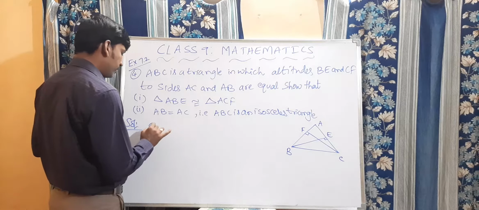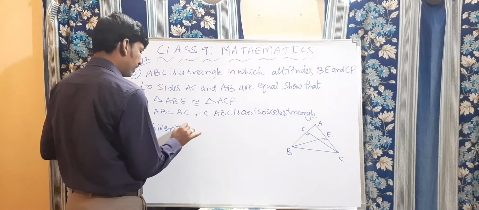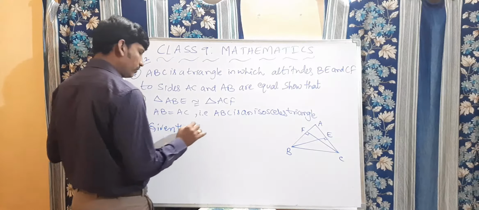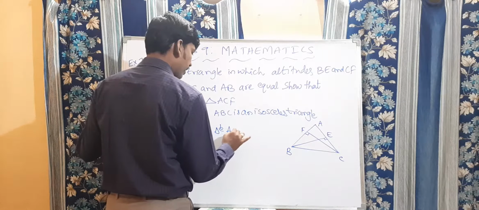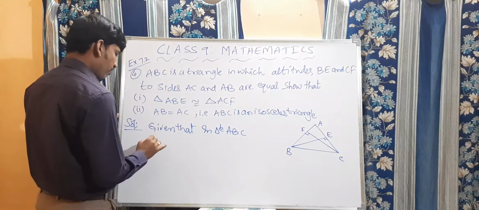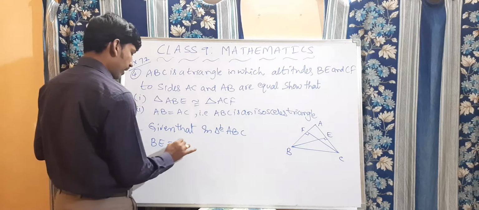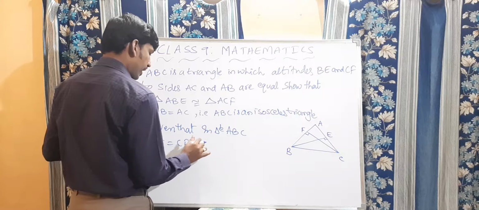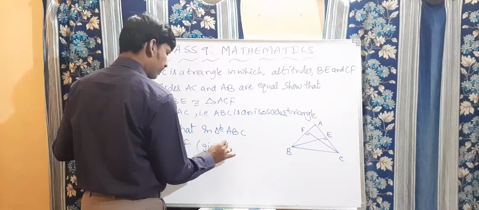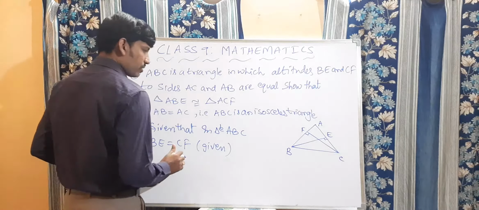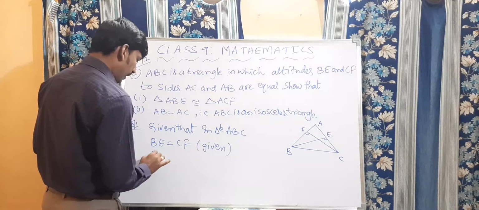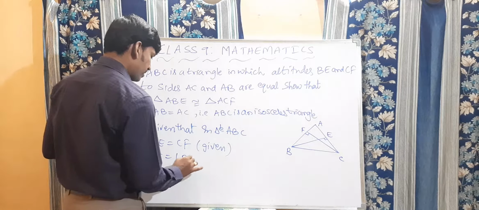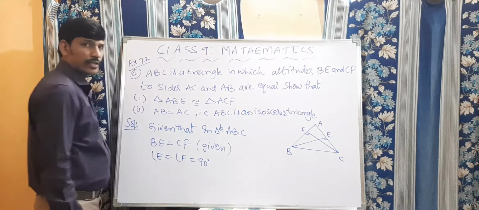Solution: given that in triangle ABC, BE is equal to CF. It is given that. Clear, my dears? Right? So now let us consider the triangle, and here angle E is equal to angle F, which is equal to 90 degrees. Altitude, so. Right?